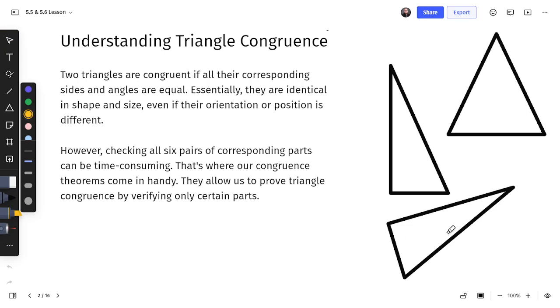So in these 3 triangles to our right here, these 2 triangles are congruent. They're the same shape. They have all the same angles on the inside. It's just that their orientation and position is a little different. Whereas this third one is obviously not the same shape. It has different side lengths and different angles.